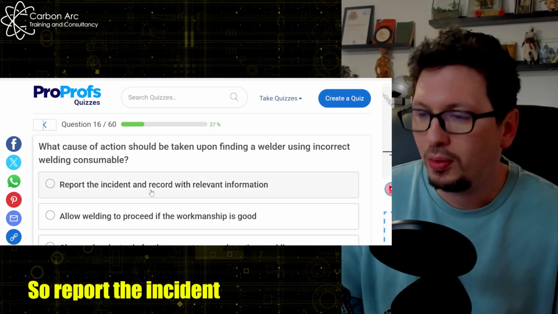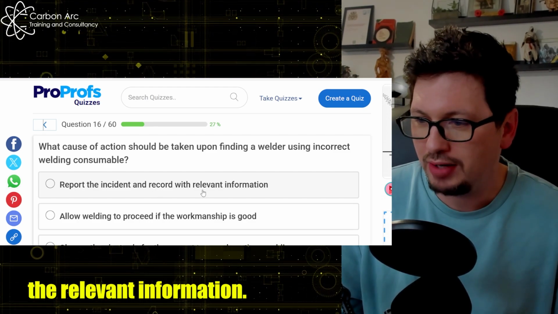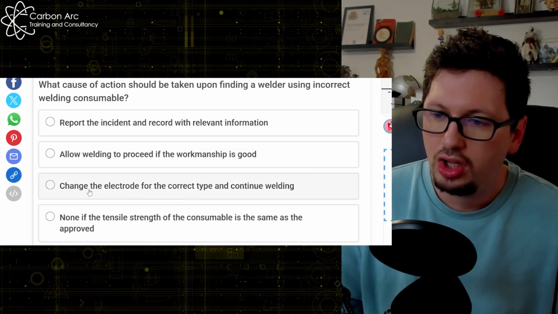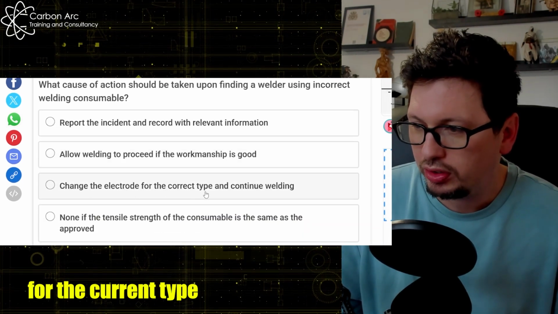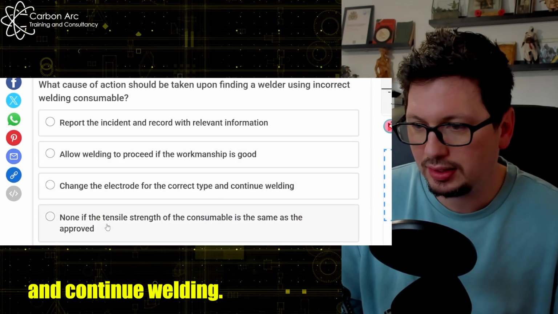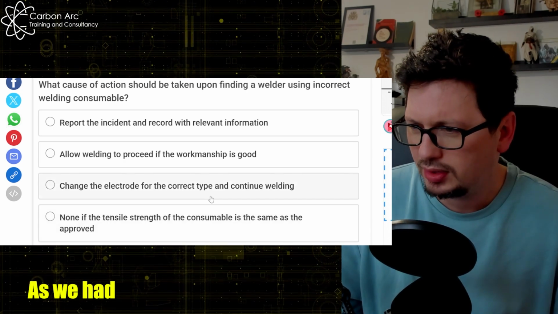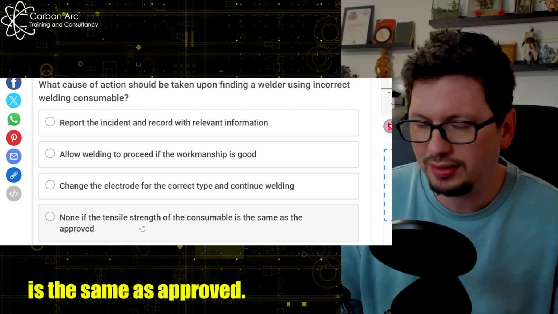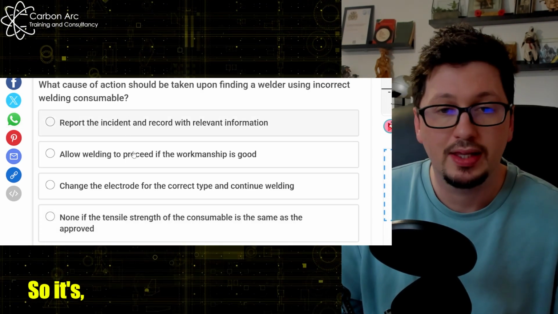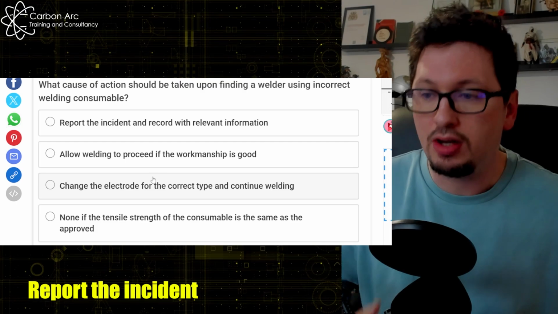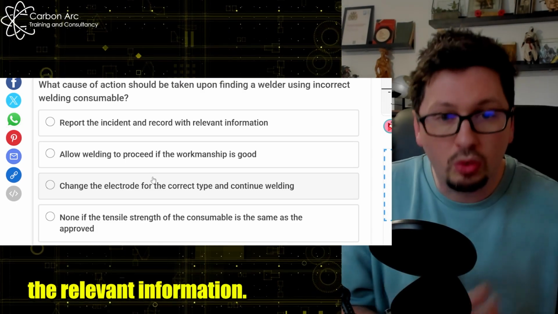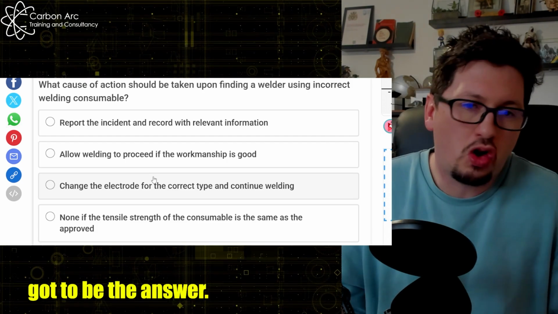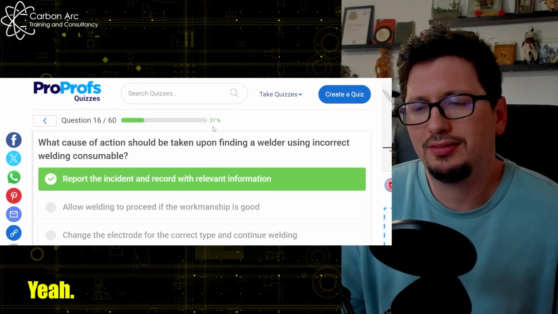Report the incident and record the relevant information. Allow the welding to proceed if the workmanship is good. Change the electrode for the current type and continue welding. That's weird. None, if the tensile strength of the consumable is the same as approved. So it's a failure investigation, isn't it? Report the incident and record the relevant information. Who, what, when, where. That's got to be the answer there. It has to be. Yeah.